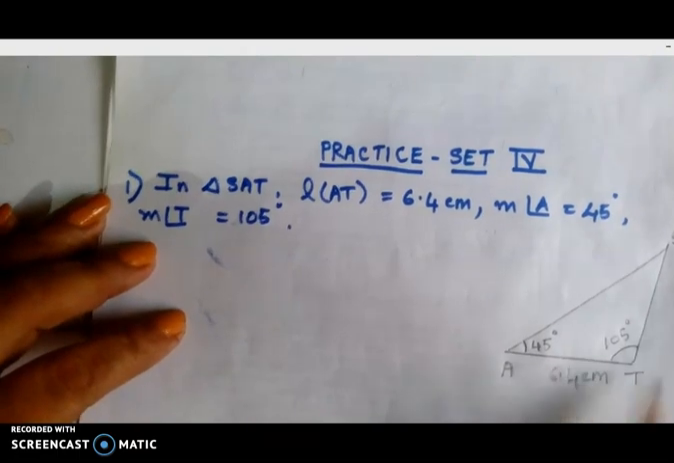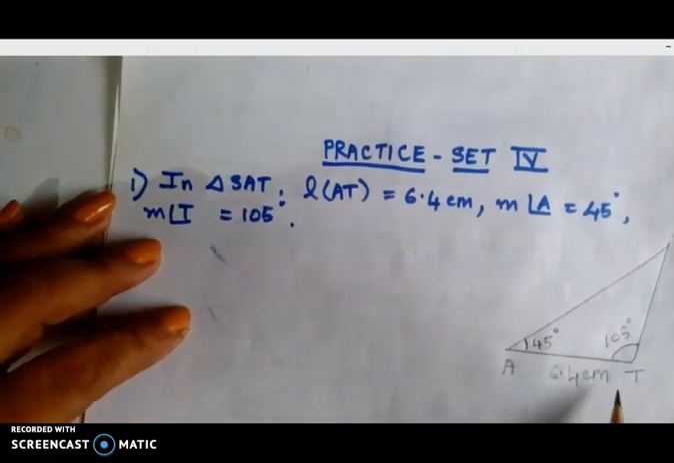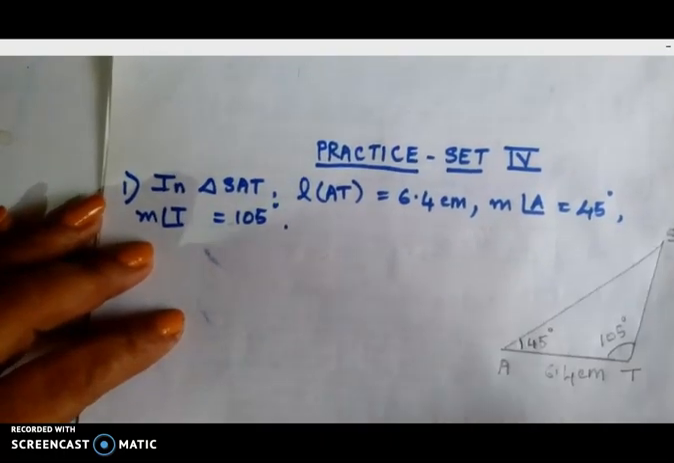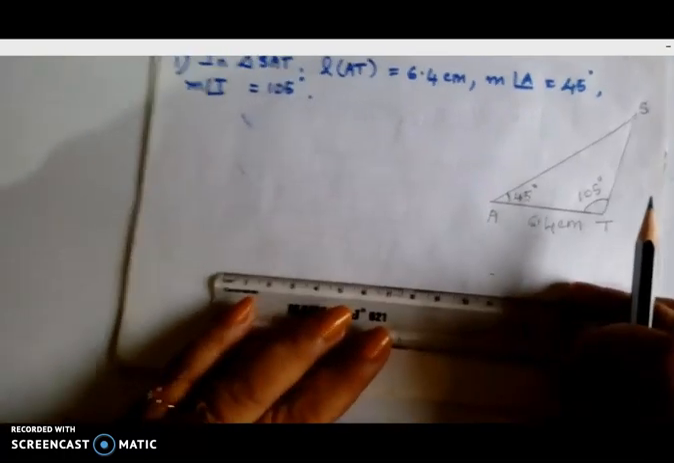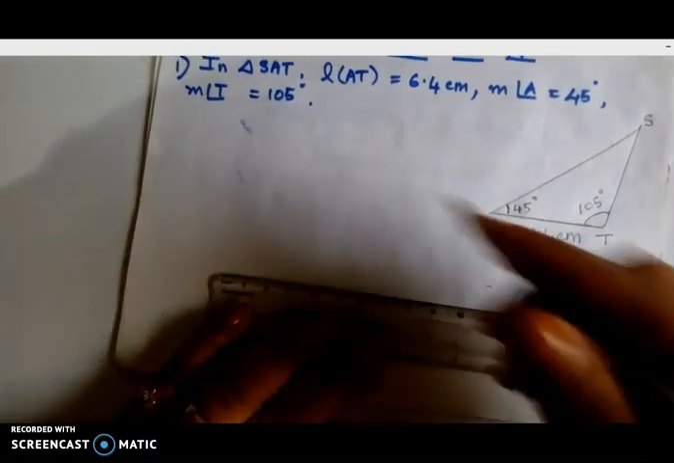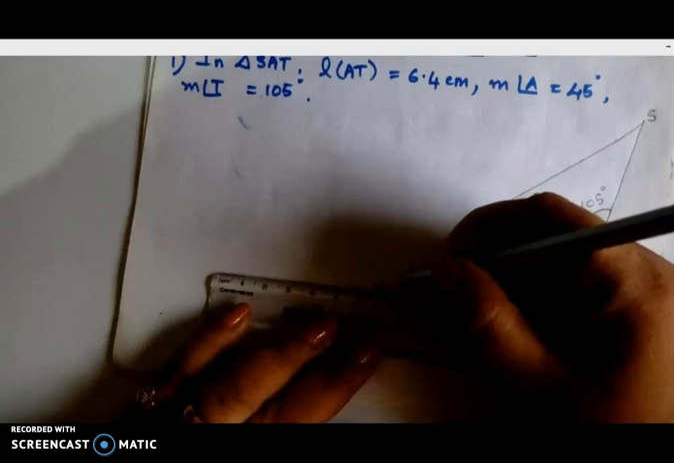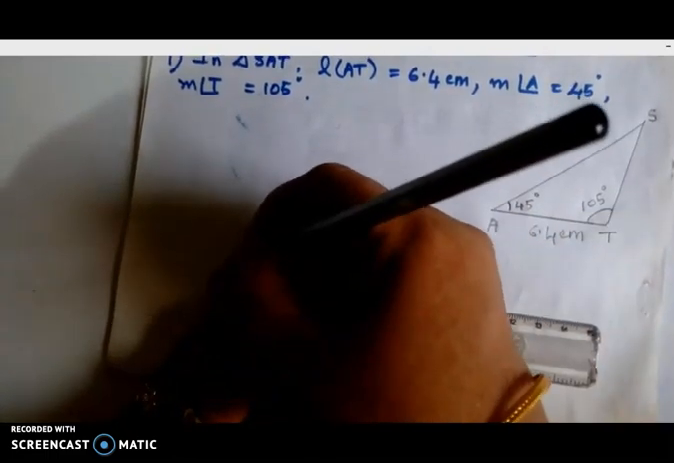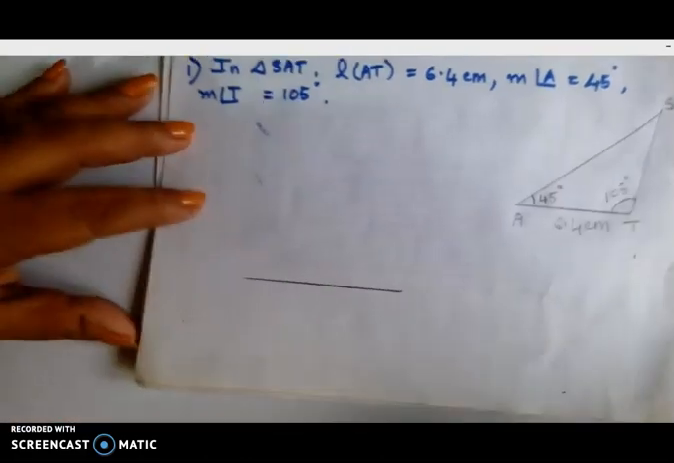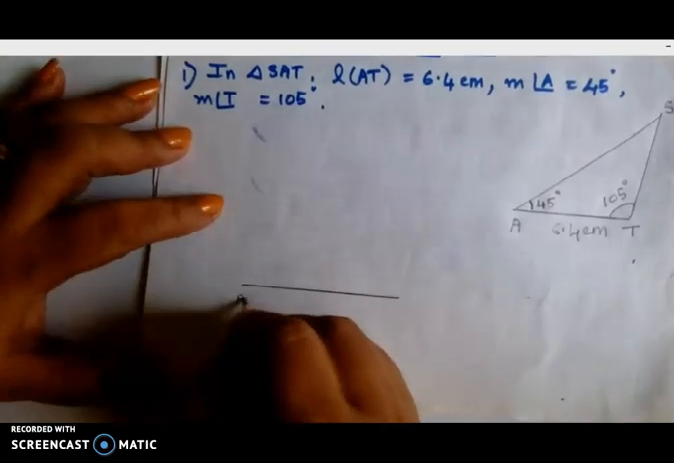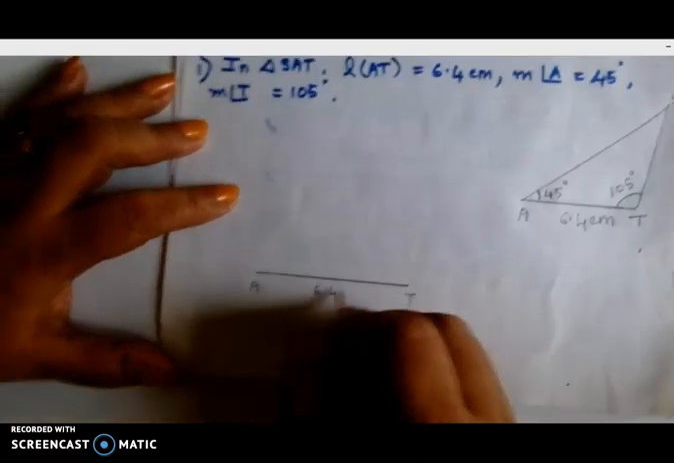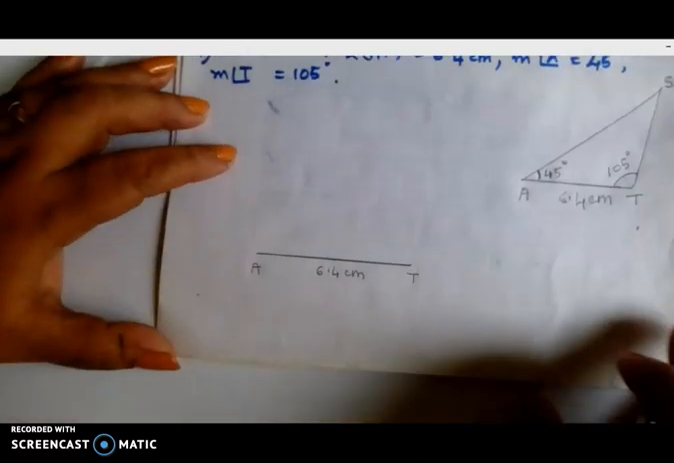This is the rough figure. Length of AT 6.4 centimeter, measure angle A 45 degree and measure angle T 105 degree. We'll proceed to the fair construction. AT 6.4 centimeter.